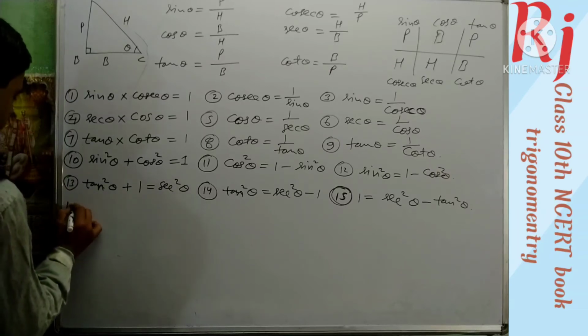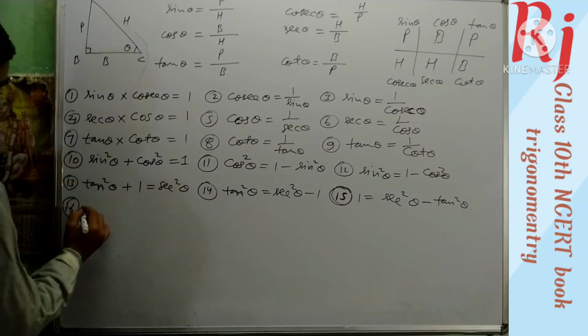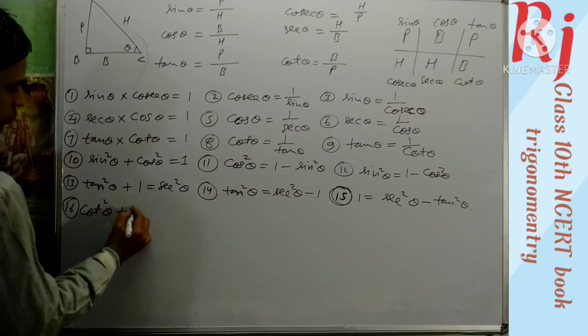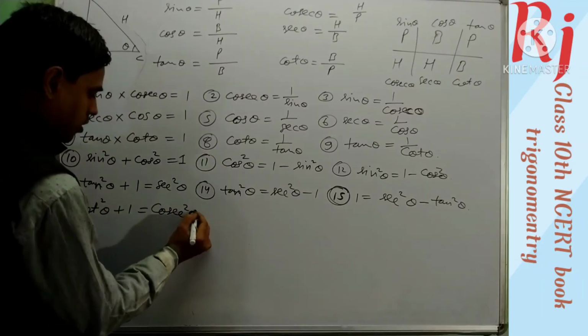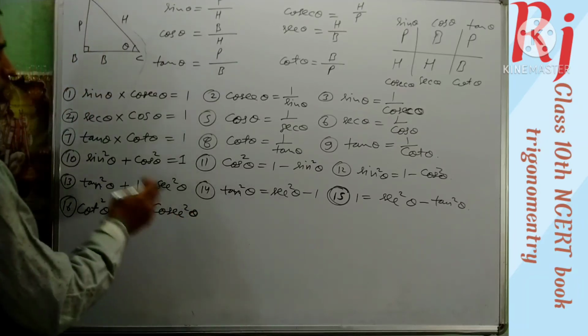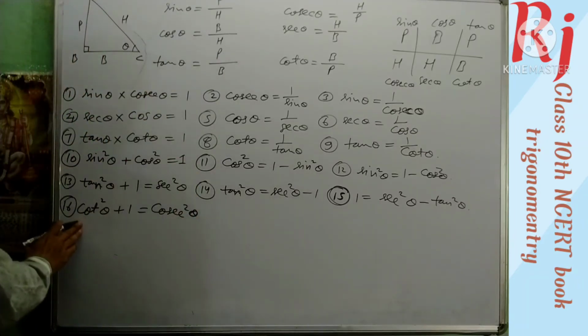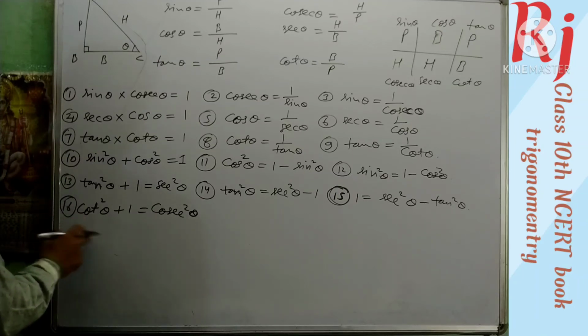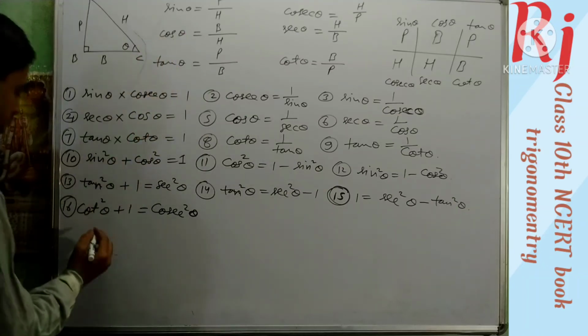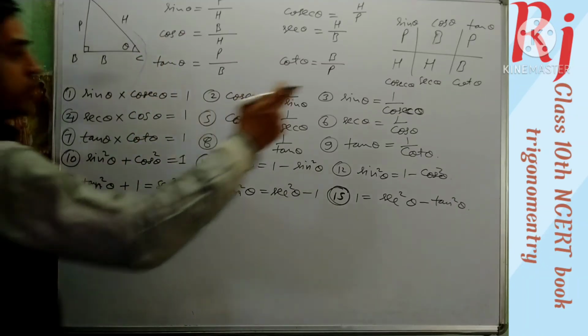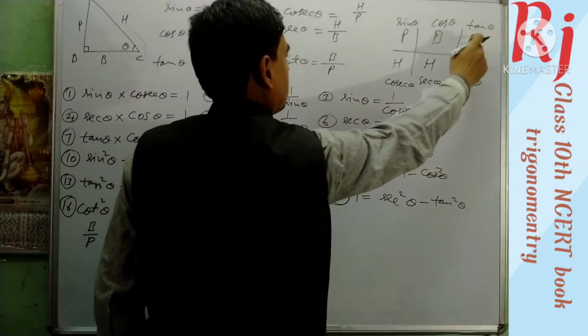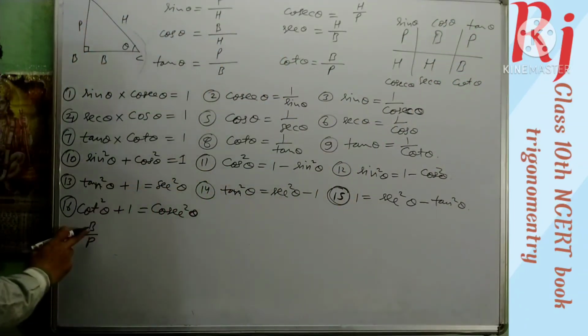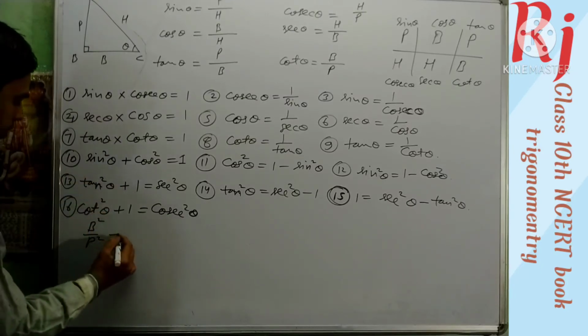Now I am going to solve the 16th formula. The 16th formula is cot square theta plus 1 equals cosec square theta. So now we can prove this formula very easily. First of all, the question is what is cot square theta equal to. Cot theta equals base upon perpendicular. So that's why base square upon perpendicular square, because here is a square, plus 1.